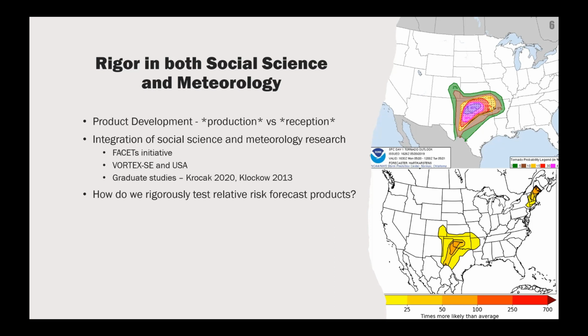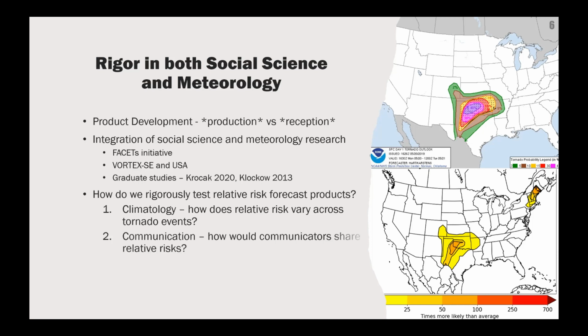So the question is, for me, how are we going to rigorously test relative risk forecast products and get a better idea of whether or not these are going to help users make valuable decisions using this information? The first step is to look at the climatology. How does relative risk vary across different tornado events? Because we need to get an idea of what kind of numbers this thing is going to be spitting out before we put it in front of people.